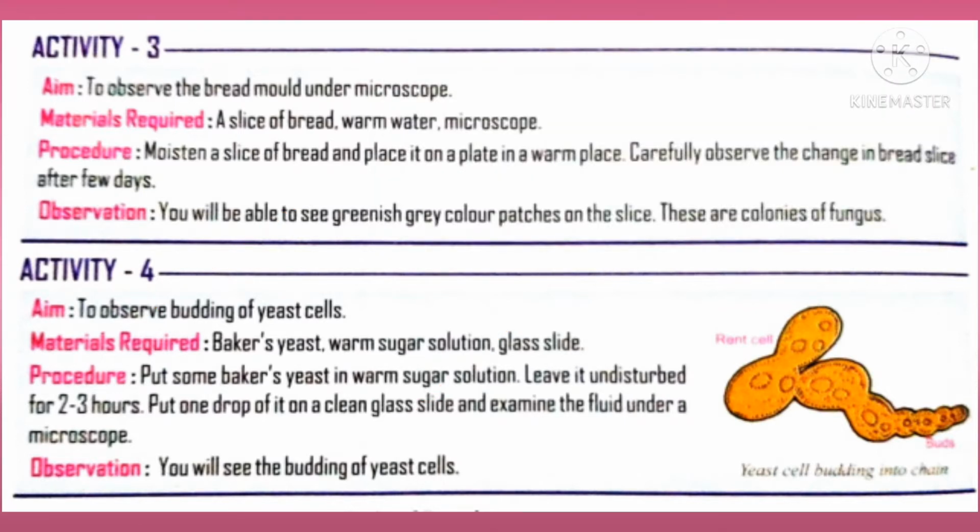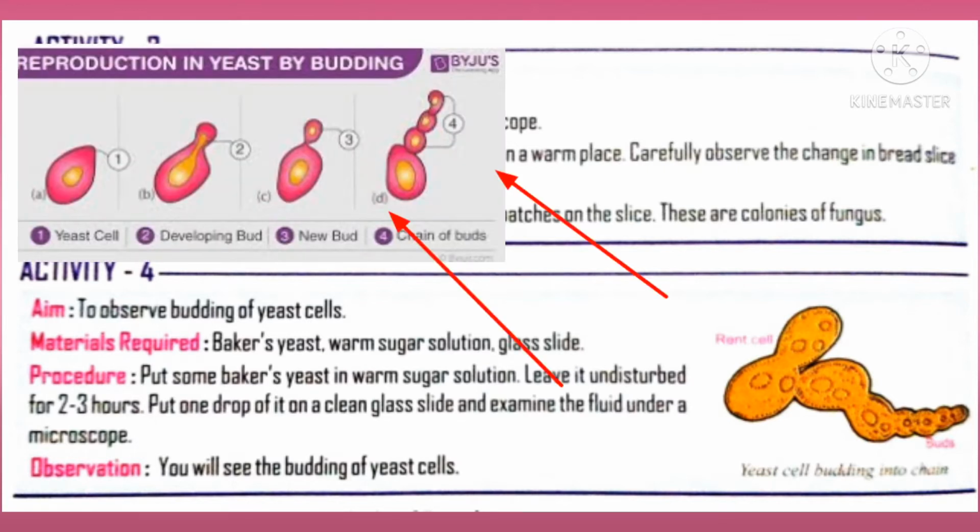Activity 4 shows the budding of yeast cells. Budding is a kind of asexual reproduction in which only one parent is involved. There will be an outgrowth from a body part of the cell. Then this outgrowth will be detached from the main cell, that is the parent cell.